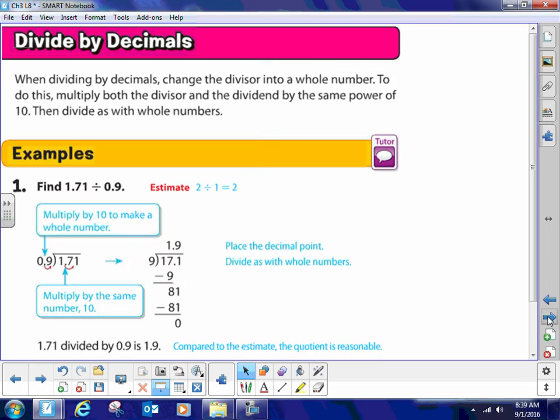Example 1 here. Now look. They're going to find 1.71 divided by 0.9. They estimate that 2 divided by 1 is 2. Now here's what they do. They set up the problem, and when they put it in here, they change 0.9 to 9 by doing this little move here.